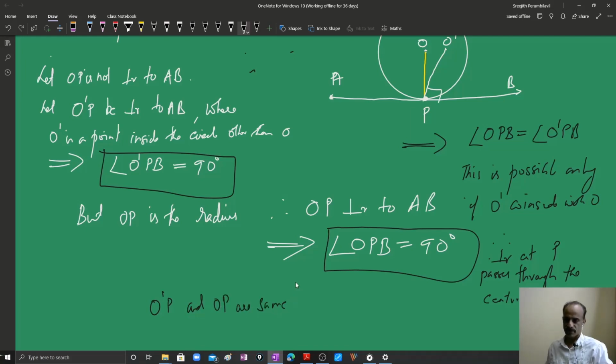That means whenever I draw a perpendicular, when I draw this perpendicular, it obviously passes through the center. So these two are one and the same. O dash coincides with O. So whenever we draw a perpendicular, that has to pass through the center.